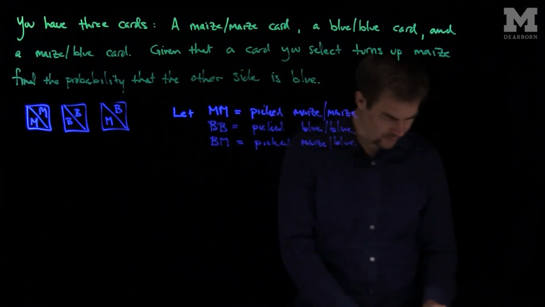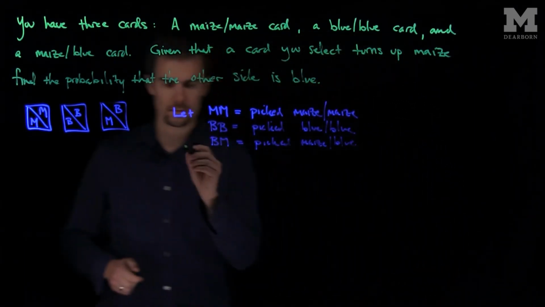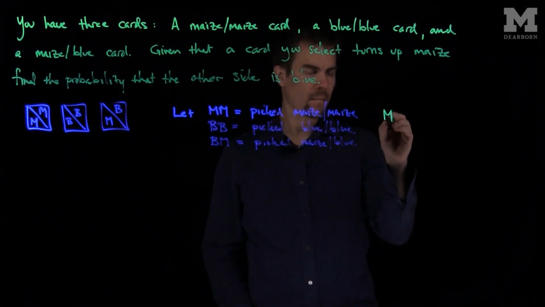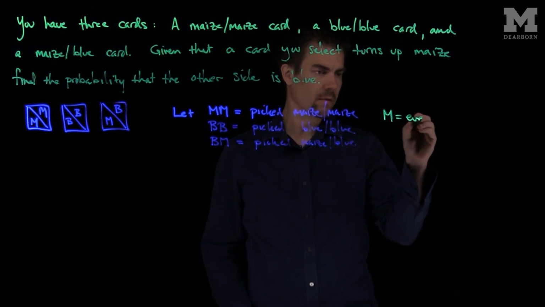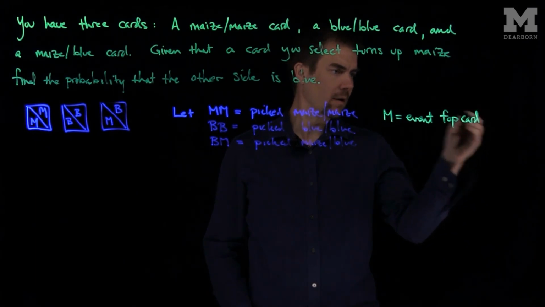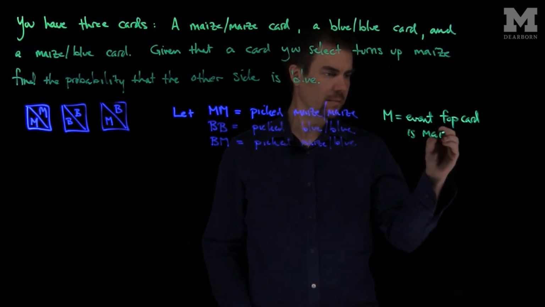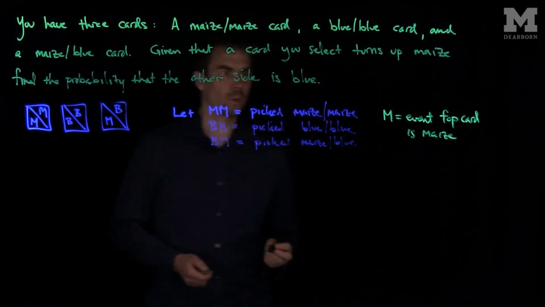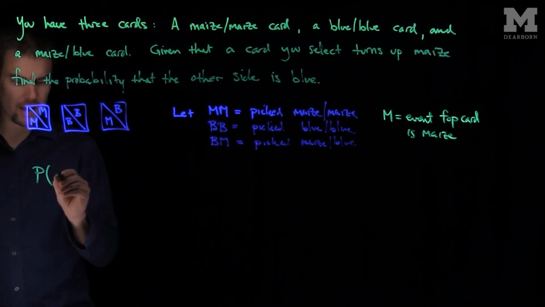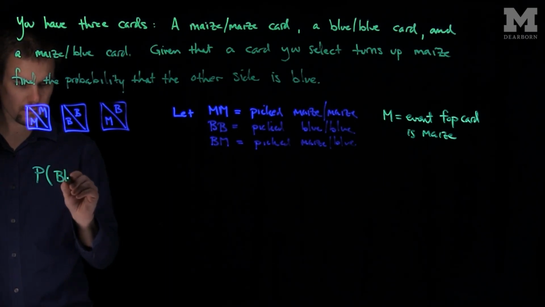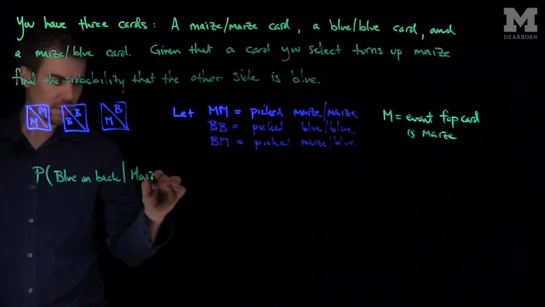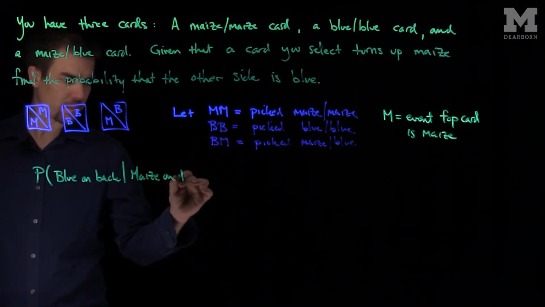And then what we're going to do is we're going to let M be the event the front, or the top card, is maize, and that's given to us. So what we're after is the probability of having a blue on the back given a maize on top.